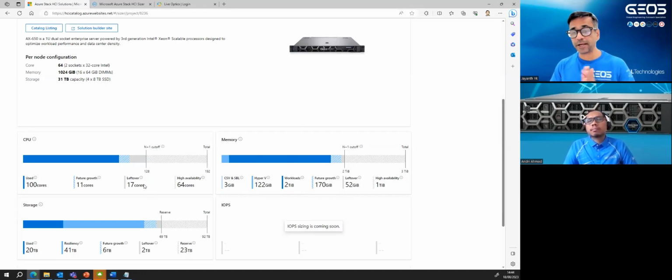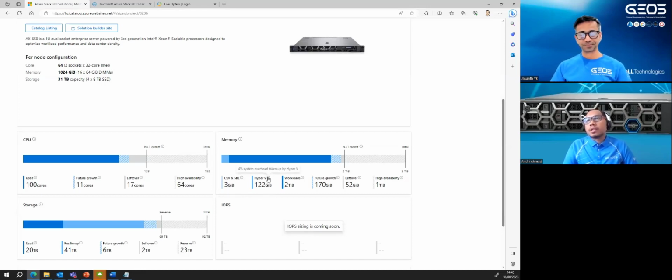But it's very important to understand the overheads that are involved here. It doesn't mean that just because it's n+1, I can just load everything onto the remaining 2 nodes. They may not have enough memory resources to accommodate a node failure. So it's very important to understand some of the overheads in terms of CSV, Hyper-V, host memory, and future growth. It's a very important metric here. We strongly suggest you look at this chart before taking that decision.